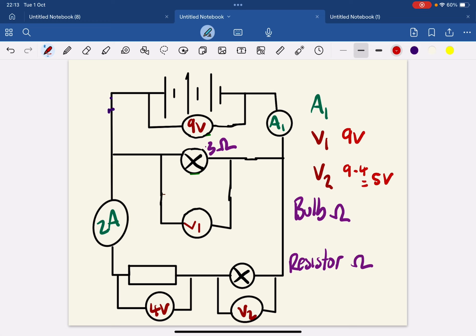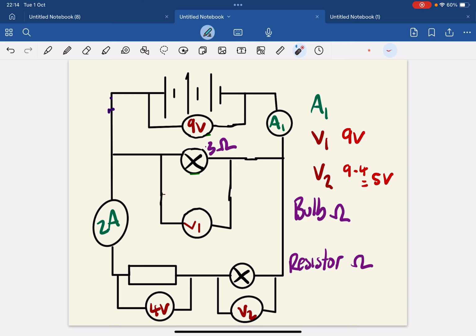So now we want to work out the current. So the current going through here, we've got a node, we've got a junction here. So this 2 amps will be flowing through here, and it will join up here with this one. So A1 is going to be higher than 2 amps. We know that. But we need to work out the current here.